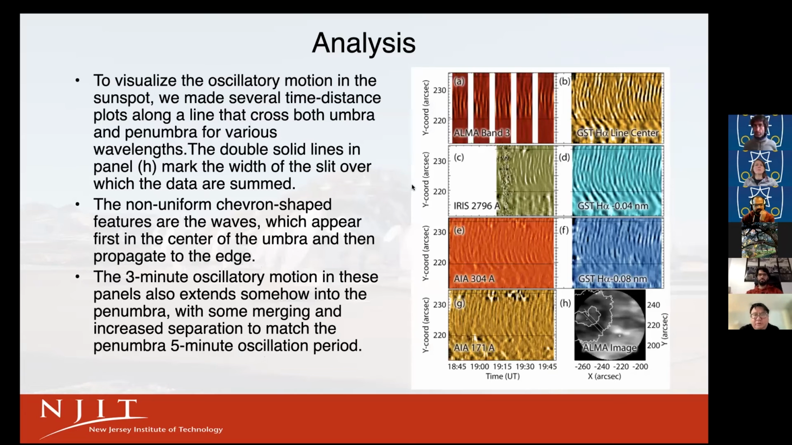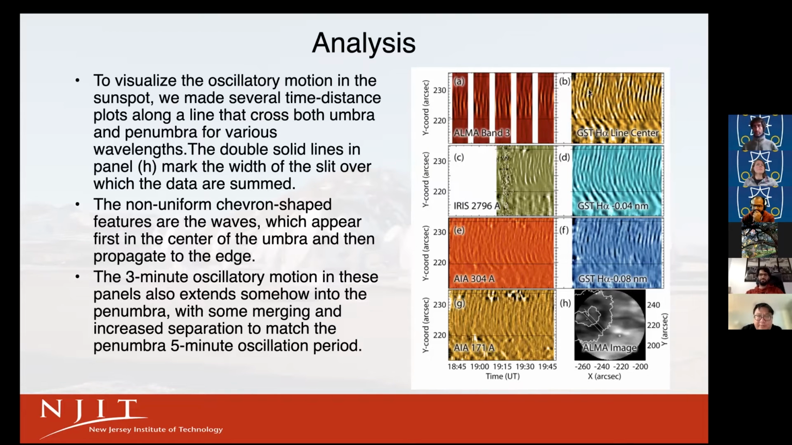Okay, so let's go to the analysis. So you visualize this oscillation motion in the sunspot. We made several time distance plots along the line that crosses both the umbra and penumbra. You can see here in this bottom right corner, this double solid line in this panel marks the width of the slit for which the data are summed.